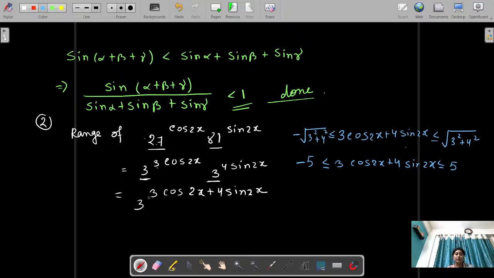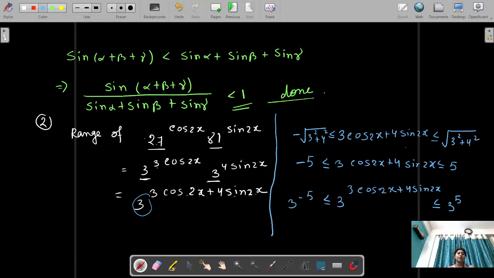But what we need is 3 raised to power 3 cos 2x plus 4 sine 2x, right? So here also we have to do the same. 3 raised to power 3 cos 2x plus 4 sine 2x will be less than or equal to 3 raised to power 5 and greater than or equal to 3 raised to power minus 5. So what is the range? The range is from 3 raised to power minus 5 to 3 raised to power plus 5.